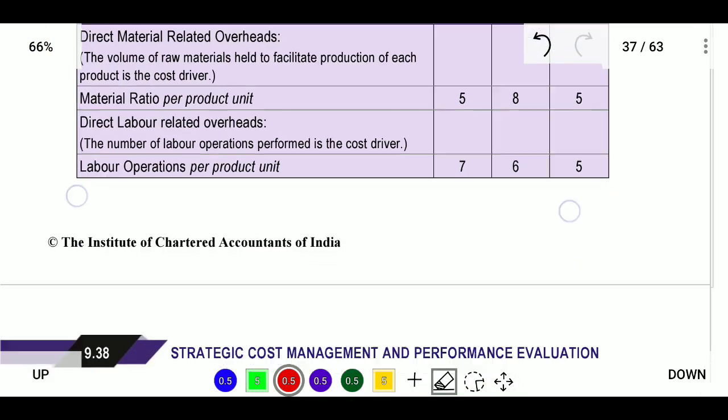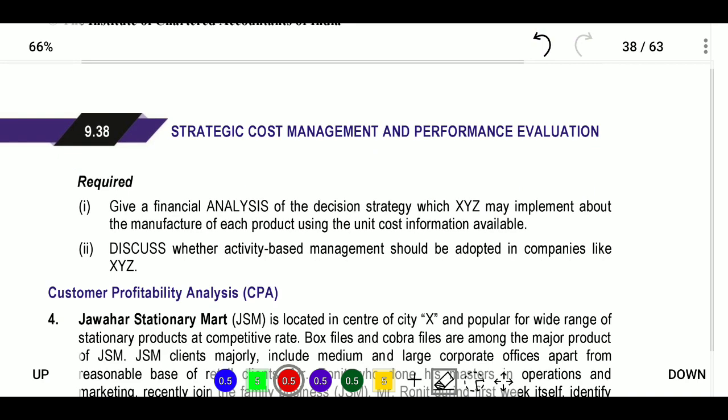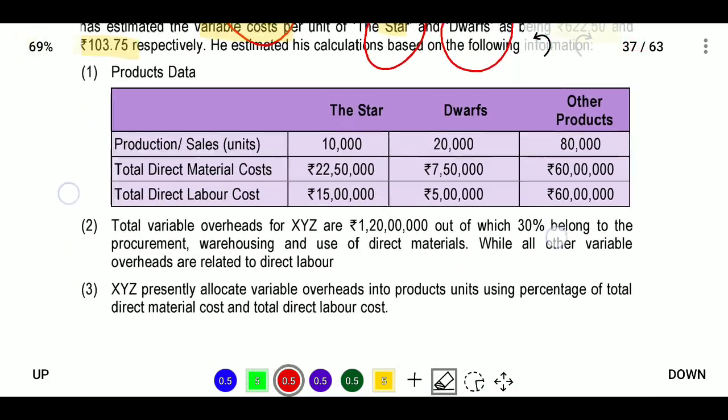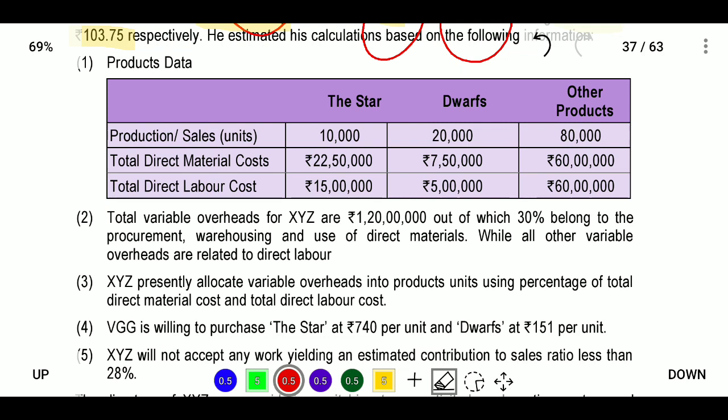What is there in the question? Provide the implementation for each product. The products are these two products, stars and drafts. So we will calculate for these two products the normal scenario and the ABC basis. The total direct material cost is 22,50,000 and 7,50,000. So 22,50,000 divided by 10,000 gives the cost per unit, and 7,50,000 divided by 20,000 gives the cost per unit. The material cost will be 225 rupees for star.